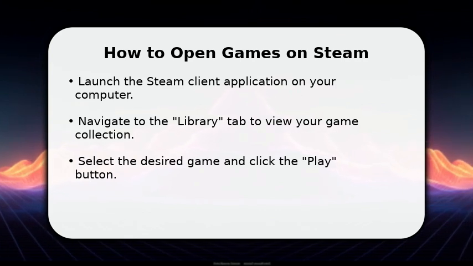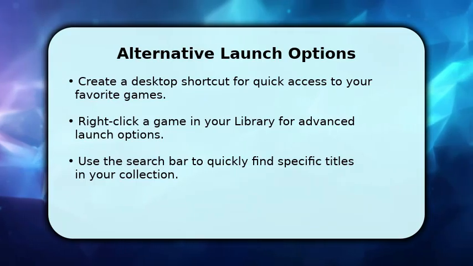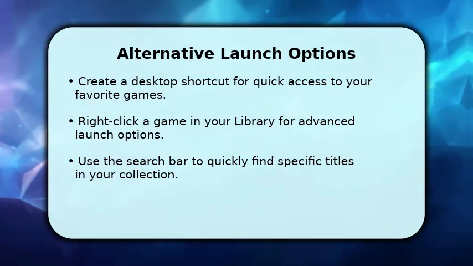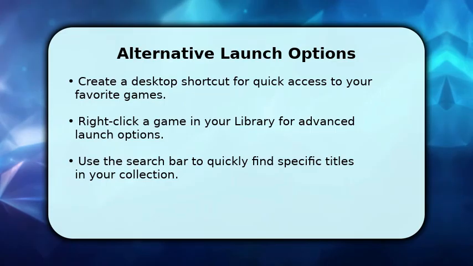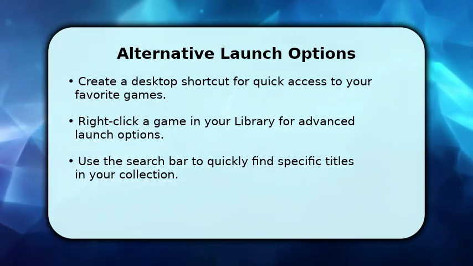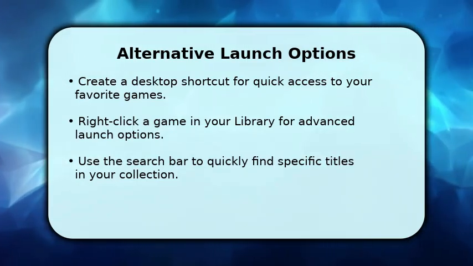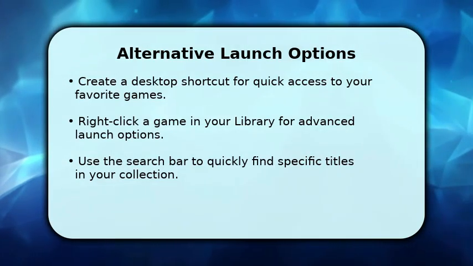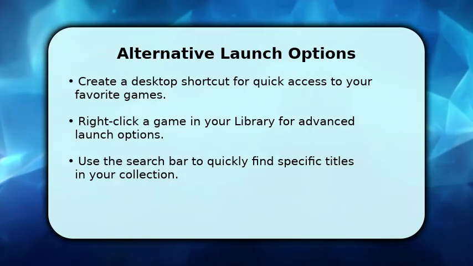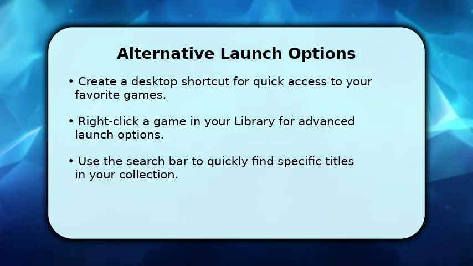Beyond the basic library launch, there are several convenient ways to start your favorite games. You can create a desktop shortcut for any game directly from Steam, allowing for one-click access. Alternatively, right-clicking a game in your library reveals a context menu with various launch options, including specific game modes. For large libraries, the search bar at the top of the client is incredibly useful for quickly locating and launching specific titles.